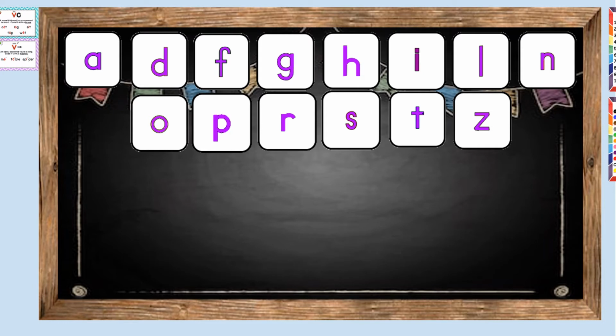All right, boys and girls, it's time for us to practice building words. So get out your letter tiles or magnetic letters, whatever you have at home to help you out with this. Today, you're going to need the letters A, D, F, G, H, I, L, N, O, P, R, S, T, and Z. Let me give you all a few seconds to get your materials together.